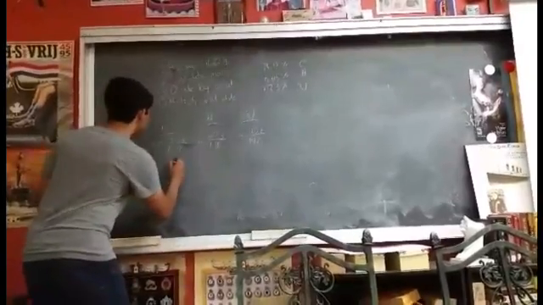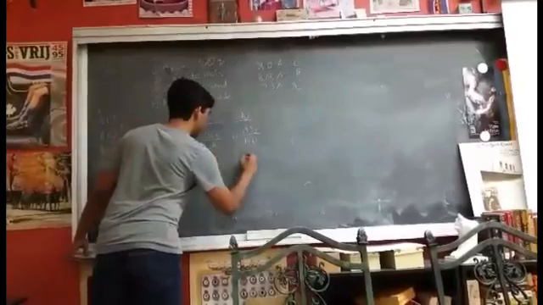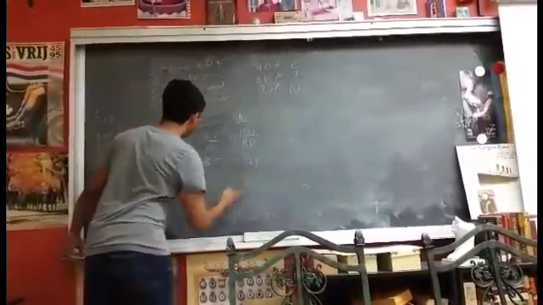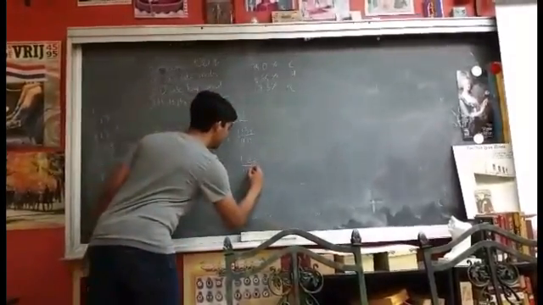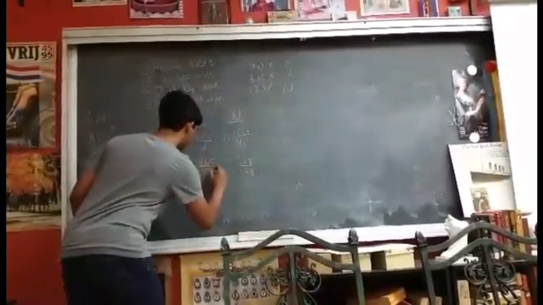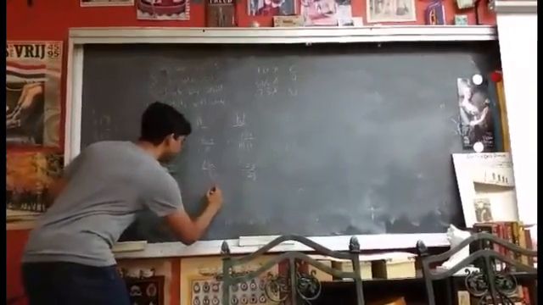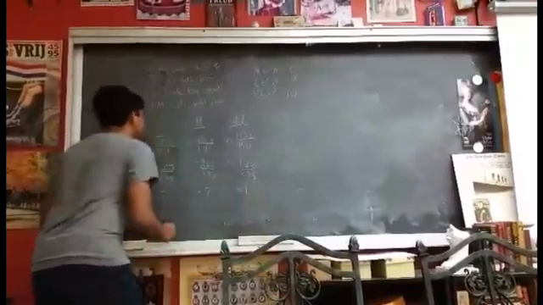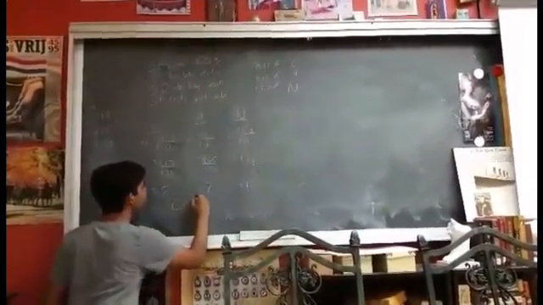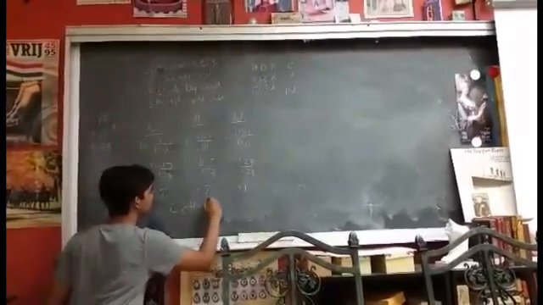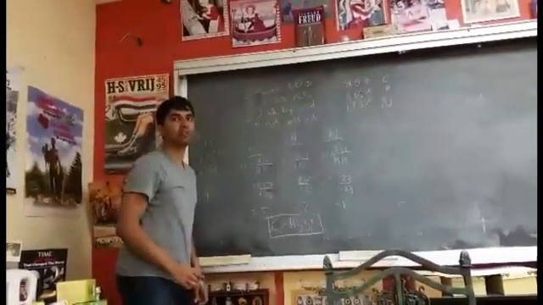Dividing these, we get 6.17, 8.65, and 1.23. We're then going to divide each of these by the smallest number of moles, which is nitrogen, 1.23. This gives us 5, 7, and 1. Therefore, the empirical formula of this compound is C5H7N. And that is how you calculate the empirical formula of a compound.